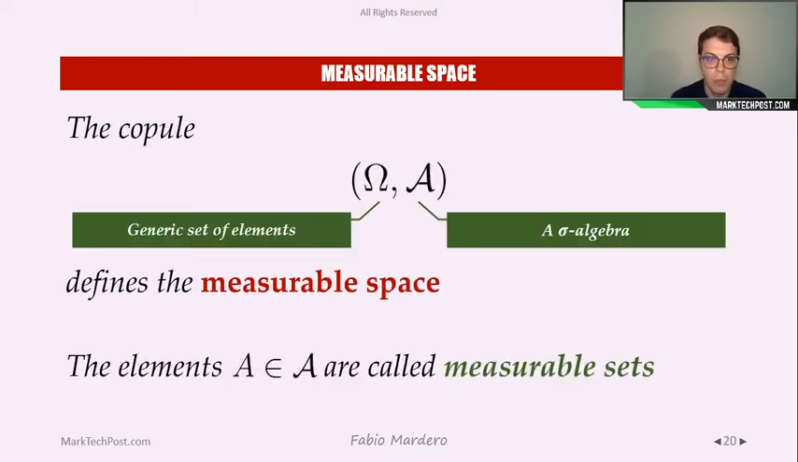In fact, if we pair together the first set of elements and a sigma algebra defined on this set of elements, we define a measurable space. And this is the first brick that we will use to define the measure theory and how probability can be described as a measure of the uncertainty. The elements of a sigma algebra are called measurable sets. Sets that can be measured.